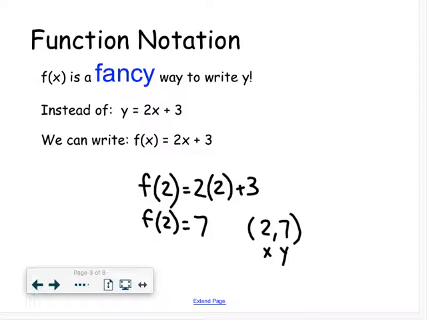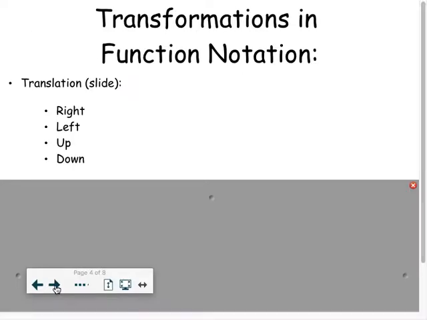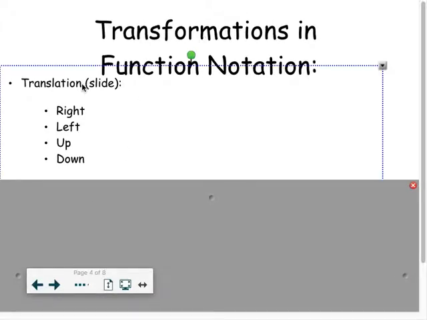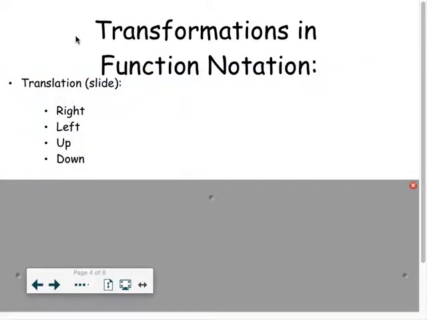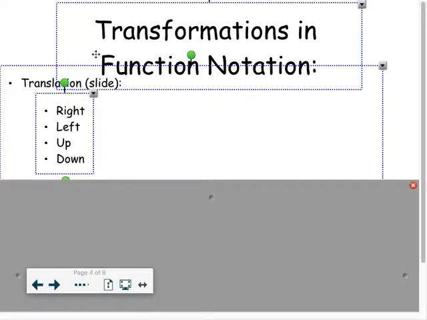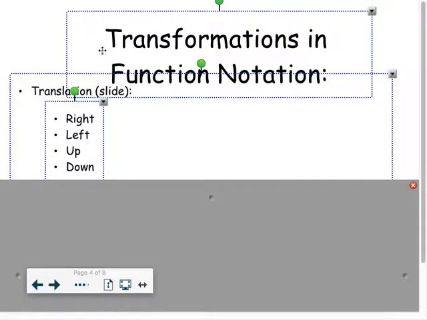Okay. So I'm going to use function notations. All right, so we're going to do transformations and function notations. Oops. Hang on. That's always a pain. Okay.